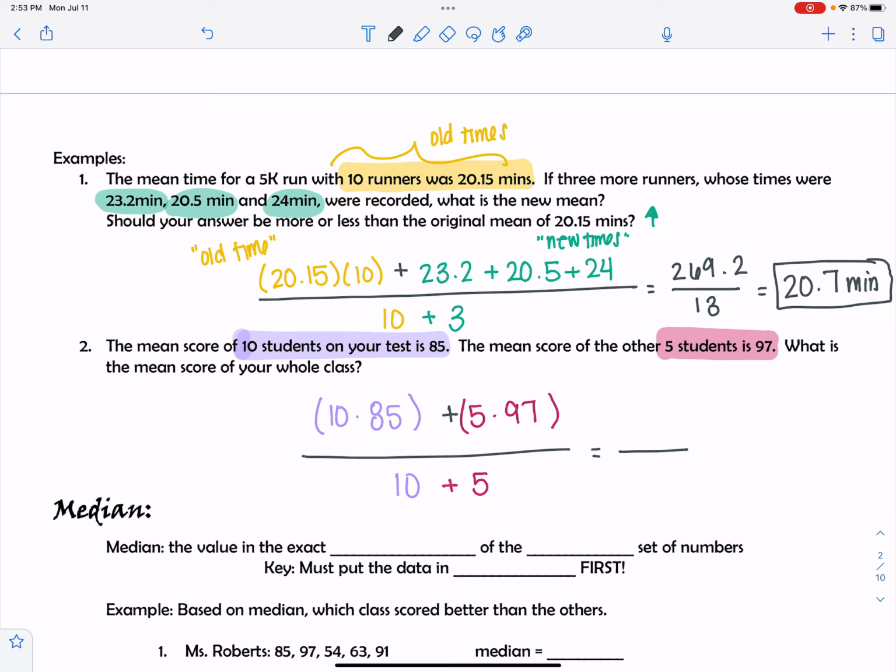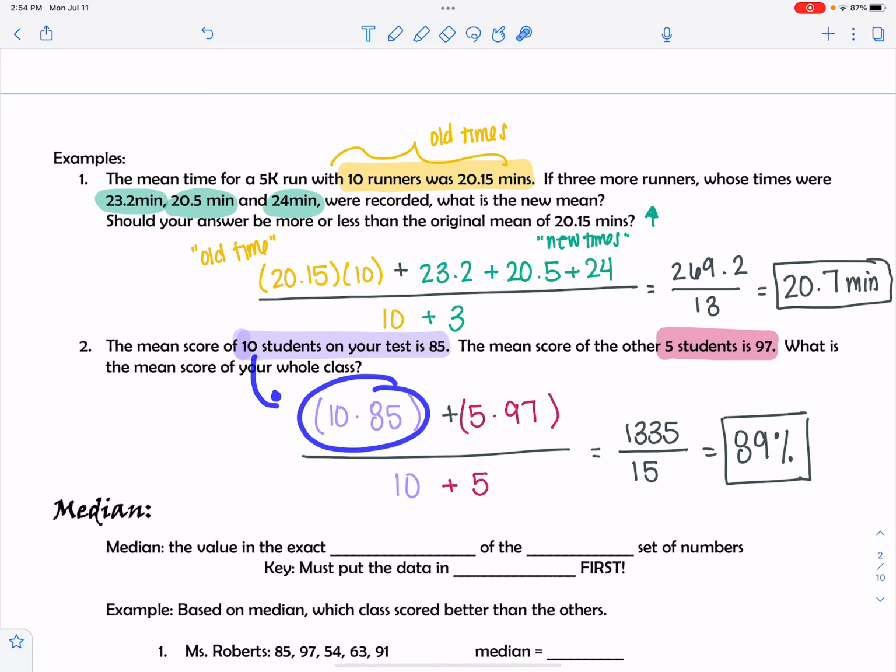And so when I add up that numerator, I've got 1,335 on top, 15 on the bottom. Divide that, and the average of my whole class is going to be 89%. So the big thing with this is you have to do these weighted averages, because 10 students are averaging 85, so I have to multiply those two. And because 5 students are averaging 97, I have to multiply the number of students times their mean.